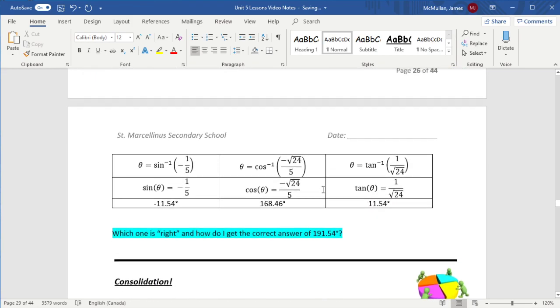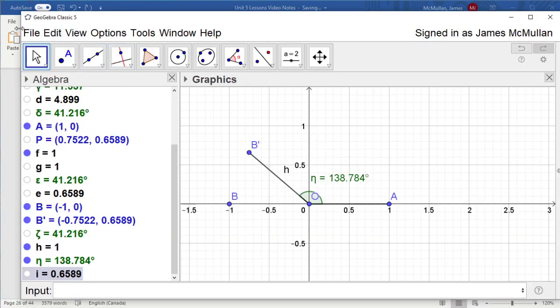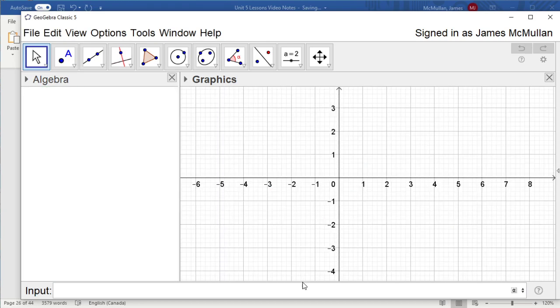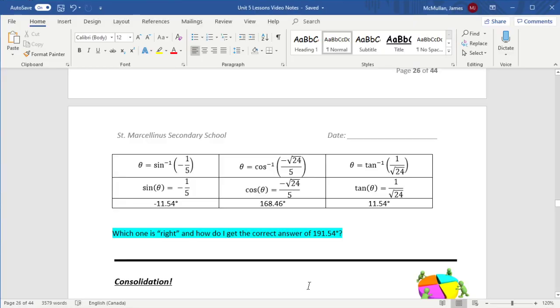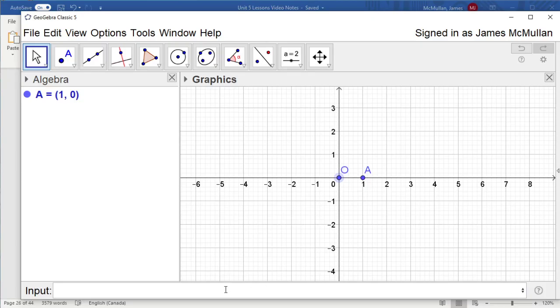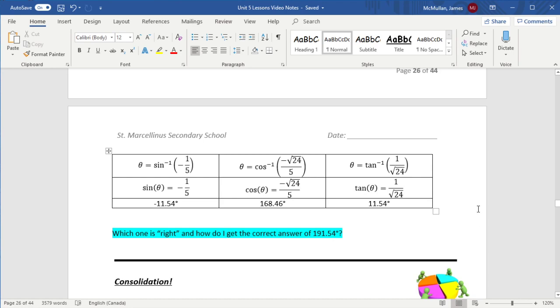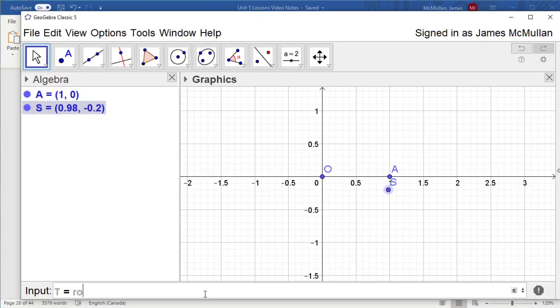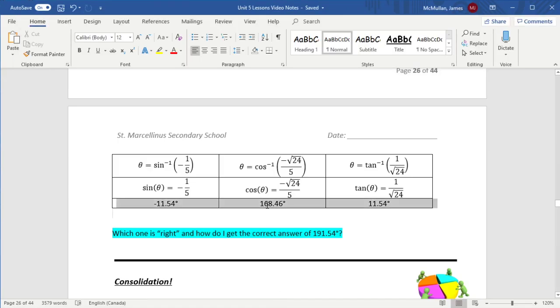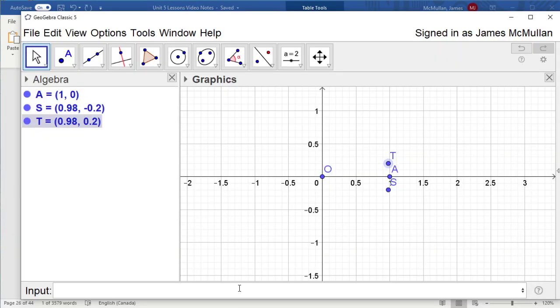Let's go back up here for a second. I'm going to draw these three things and you're going to see what the calculator is trying to tell you. So let's draw the three things the calculator is telling us in the question we were doing. According to sine, I'm going to call this point S. We're supposed to rotate point A negative 11.54 degrees. Okay, so it's supposed to go down there. According to tan, I'm going to call it T, we're supposed to rotate A 11.54 degrees up there. According to cos, we're supposed to rotate it 168.46 degrees.